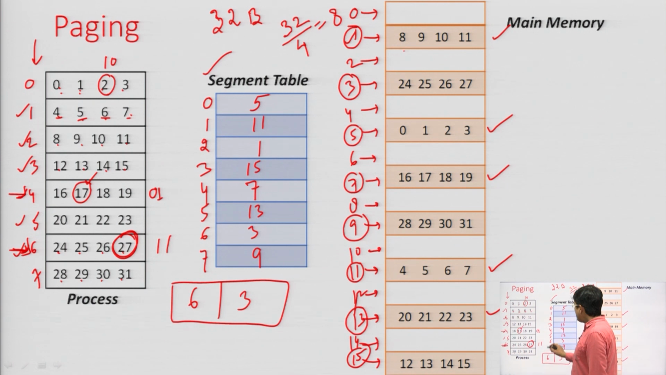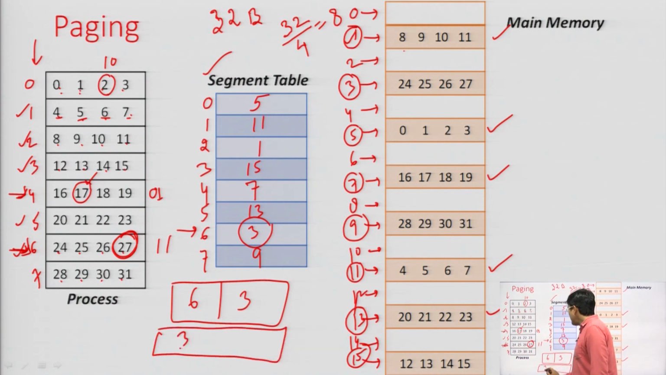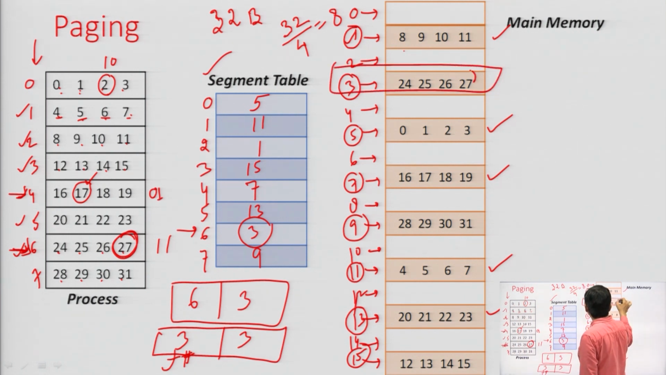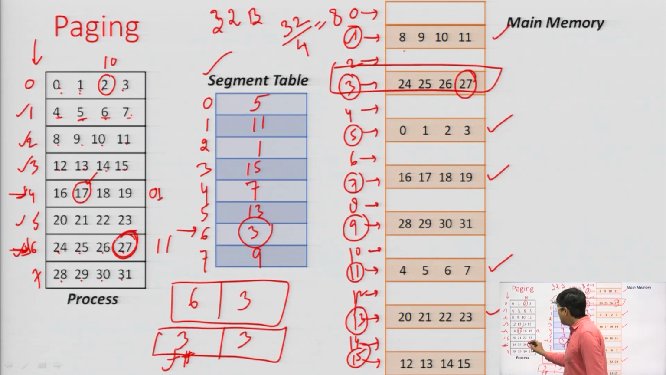Now page number 6, you can see that from the page table is going to frame number 3. So you are finding out the physical address by this. Frame number 3 is the frame number in the main memory and the offset remains the same, the 3. So go to frame number 3, and in this frame you refer to byte number 3, that is referring to byte 27, and yes, we were referring to byte 27 only in the original process.